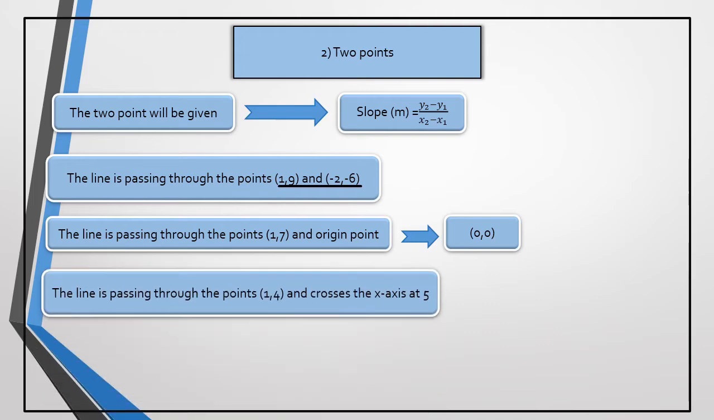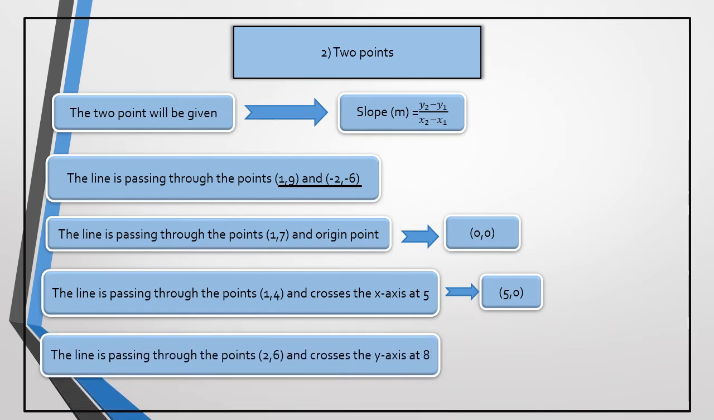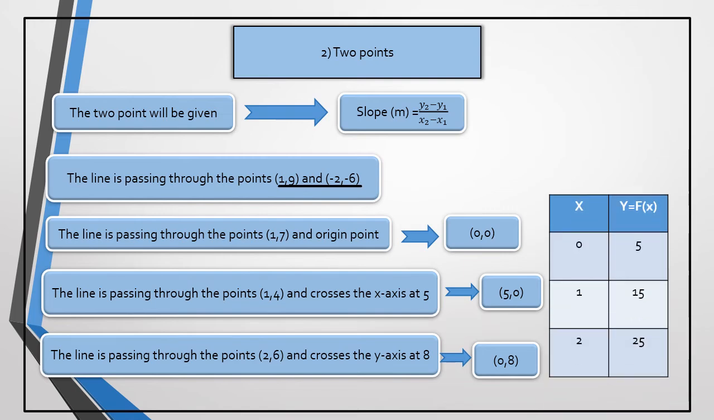Or you can say that the line is passing through the point (1, 4) and crosses the x-axis at 5. Crosses the x-axis at 5 means the x-intercept point, which is equal to (5, 0). Or it can say that the line is passing through the point (2, 6) and crosses the y-axis at 8. Crosses the y-axis at 8 means the y-intercept point, which is equal to (0, 8). Or it can give you a table of the values of x and the values of y, and you can choose any two values in this table. For example, you can choose (0, 5), this is the first point, and the second point (1, 15).